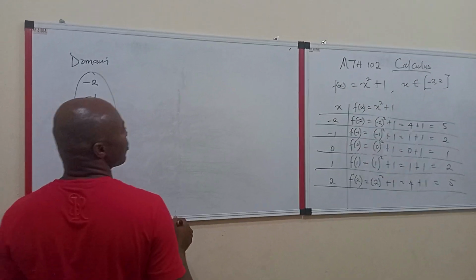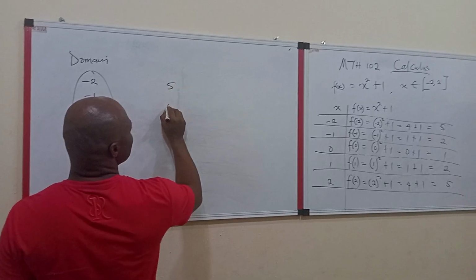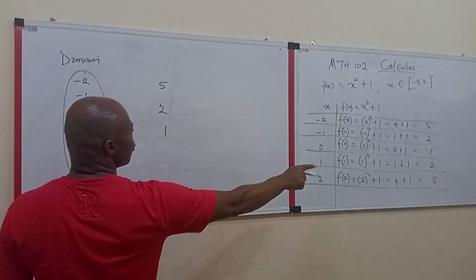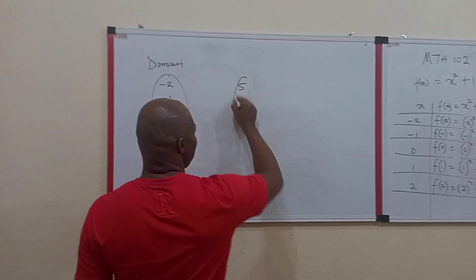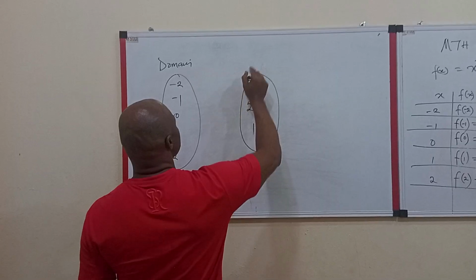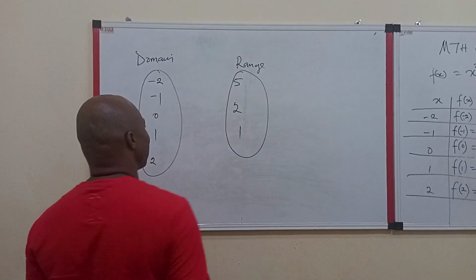Then wetin come bring wey we have the range side. The range side we get 5, 2, 1, 2 and 5. But we no go rewrite those 2 and 5 again because already 2 and 5 dey for here. So this one now we get, say this one na our range value.